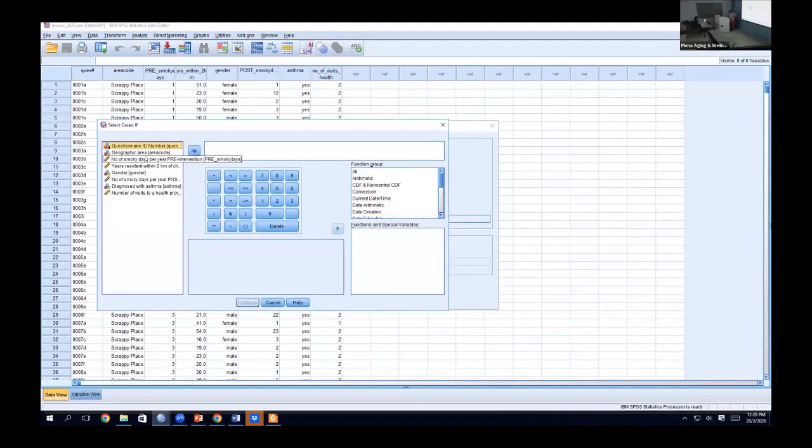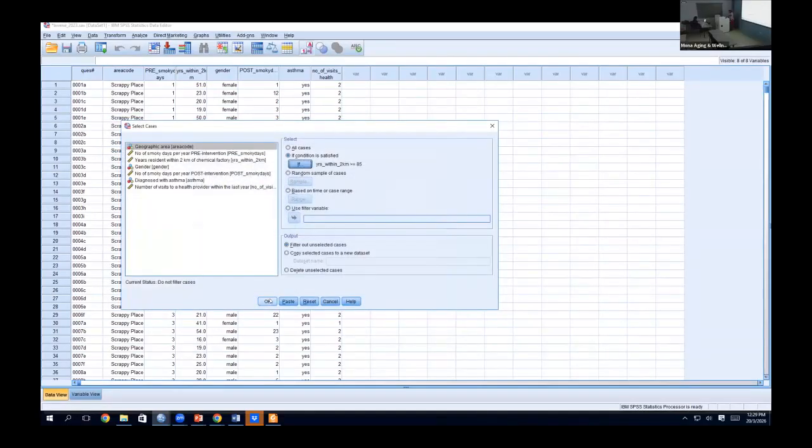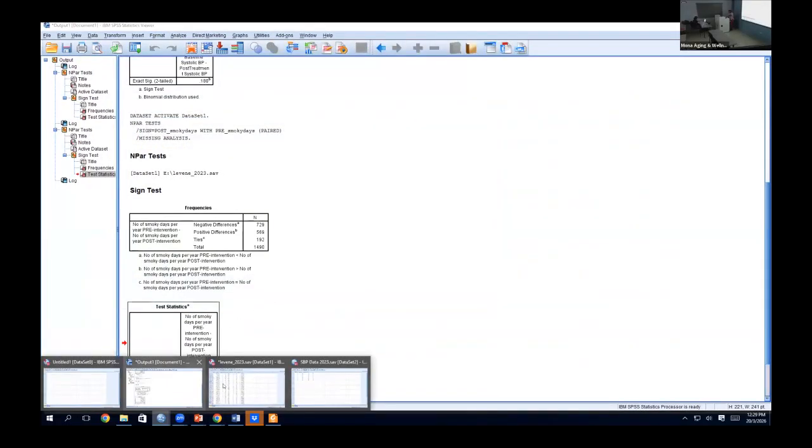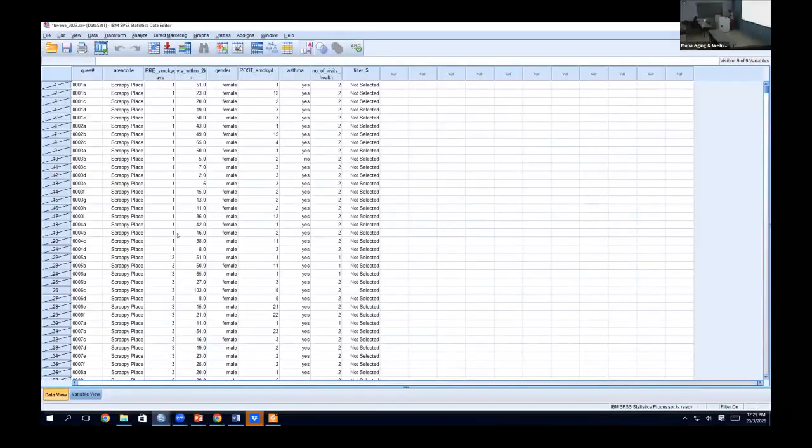So we are selecting if they lived there for greater than. So years resident within 2 kilometers of chemical factory. So I'm going to click on that, transfer that, and greater than or equal to 85. So years resident within 2 kilometers of the factory, greater than or equal to 85. All right, so we're going to look at the older adults. What's their experience like? We're going to hit continue and we're going to hit OK. Then we're going to go to data view, just check our data to make sure that we've done the right thing.